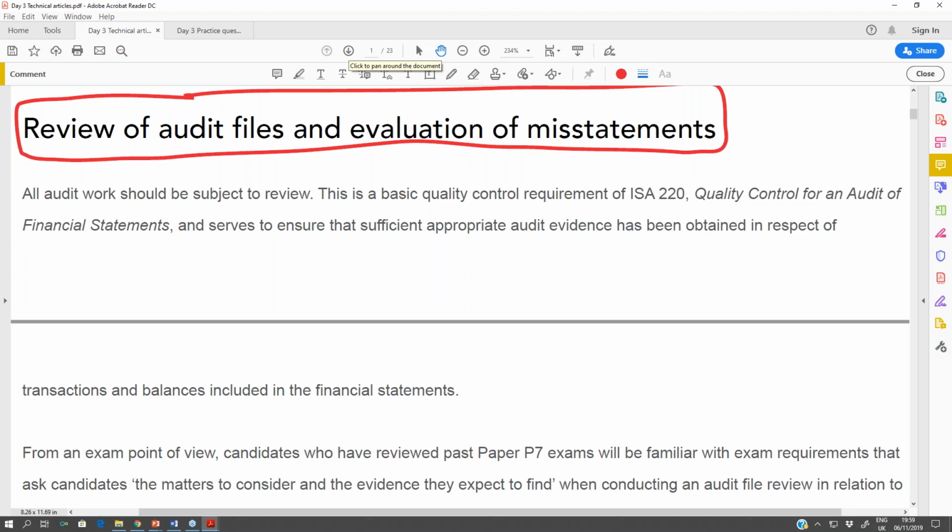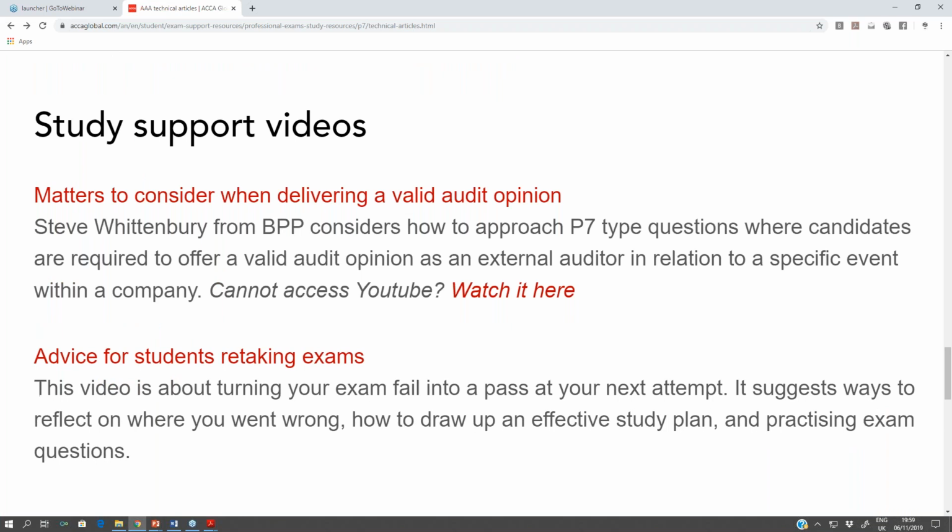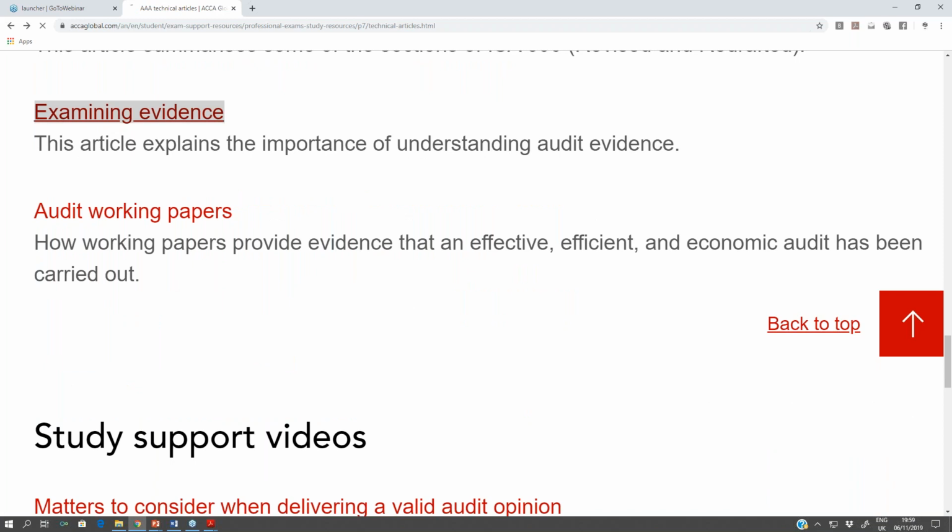Now, just a realization, this article, which I just made you realize here, see this article in front of your screen, examining evidence. If you click this article, it will tell you so much about evidence.